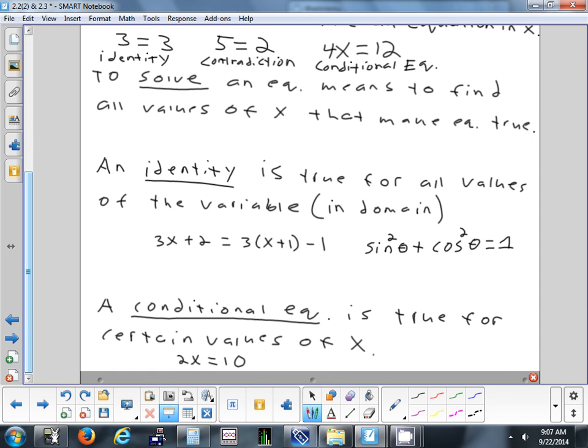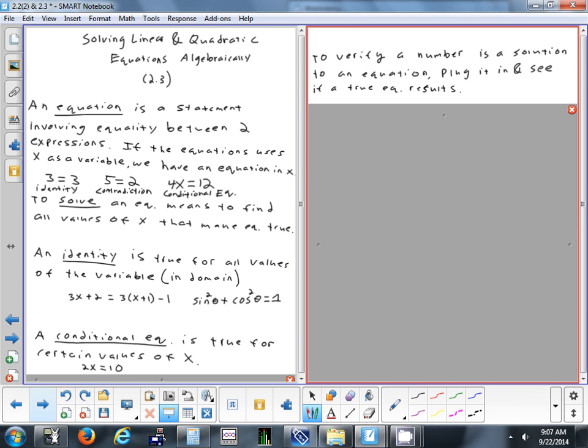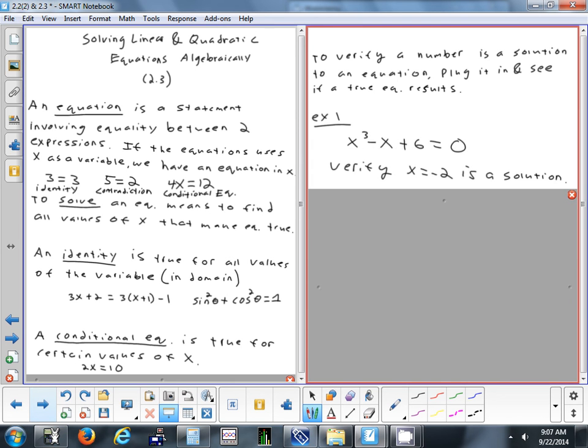Okay, and the other type of equation we mentioned earlier was a conditional equation. It's true for certain values of x. In this case, when x is 5, if you solve it. If you want to verify that a number is a solution to an equation, you plug it in and you check it. If you end up with a true statement, then you know your answer is right. If you end up with a false statement, then your answer is wrong.